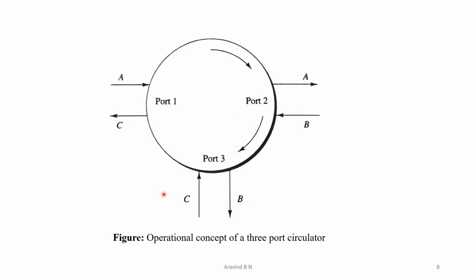Now this diagram shows a typical three-port circulator. Here an input from port 1 is sent out in port 2, and an input from port 2 is sent out in port 3. Similar to this one, a 4-port device ideally will have 4 inputs and 4 outputs if the circulator is perfectly symmetrical. But in the practical sense, a 4-port circulator will have 3 input ports and 3 output ports.